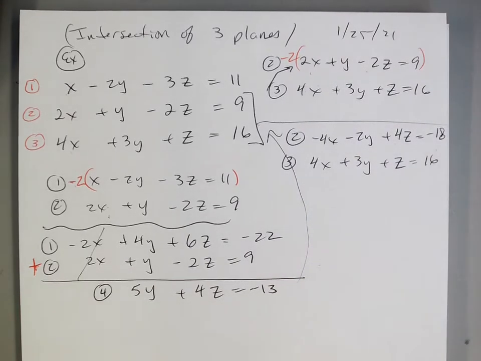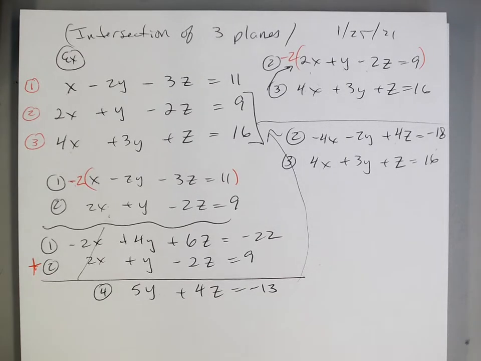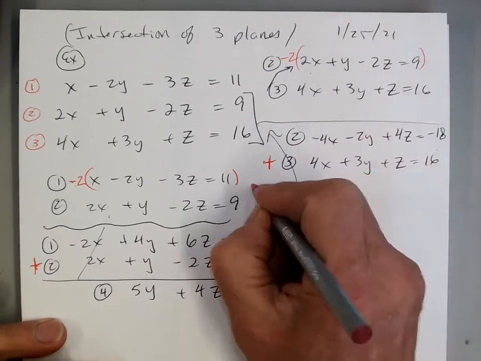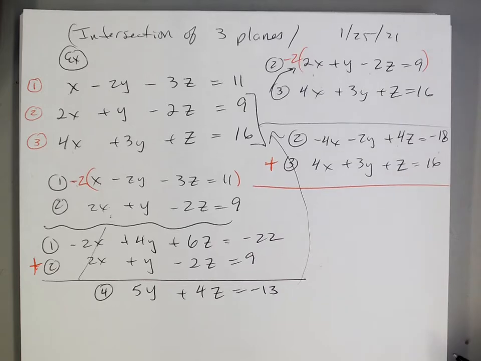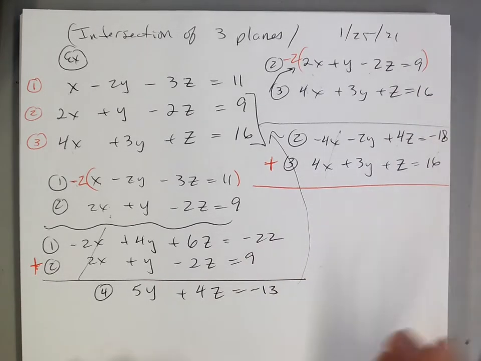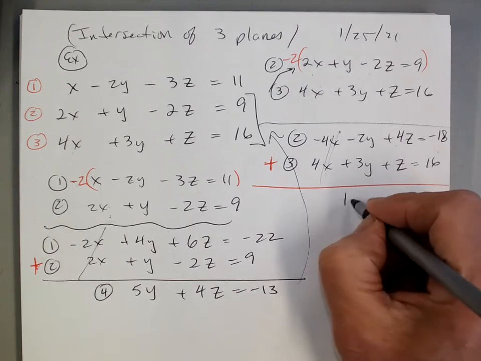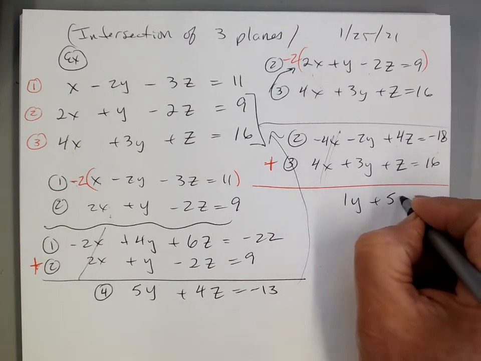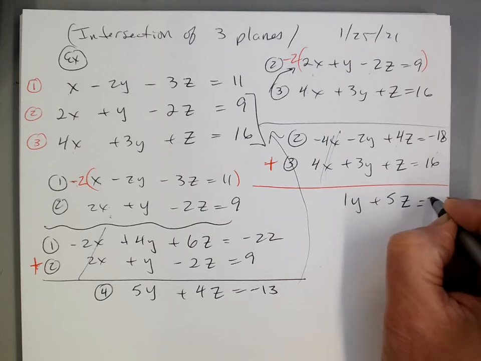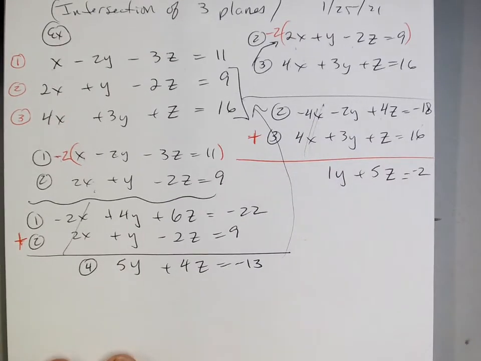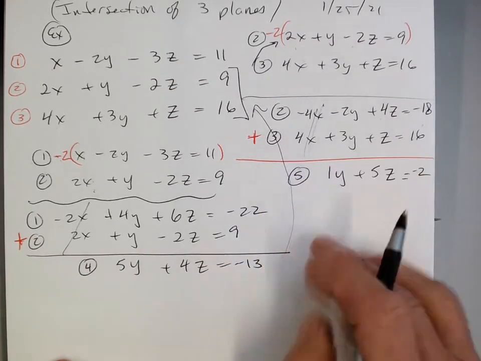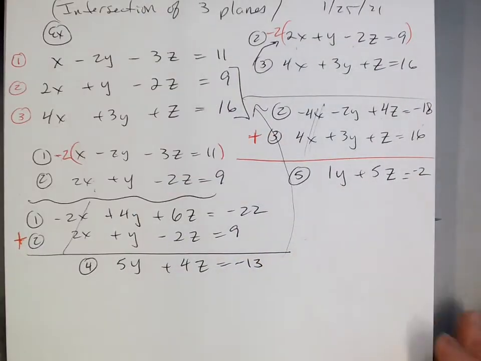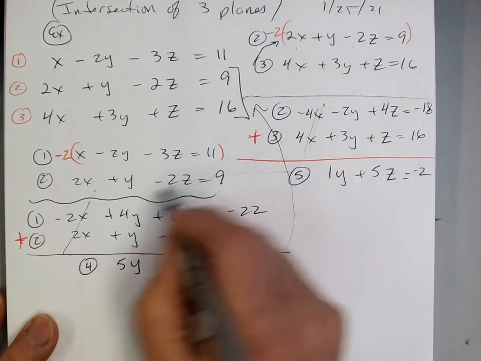Okay, how am I doing? One problem, huh? I warned you. So then if I add these, right? X's cancel, like I was hoping they would, right? I'd have a 1y plus a 5z equals negative 2, okay? I'm going to call that equation 5. And I'm going to put 4 and 5 together because then they match up, okay? So I'm going to bring equation 5 down here.